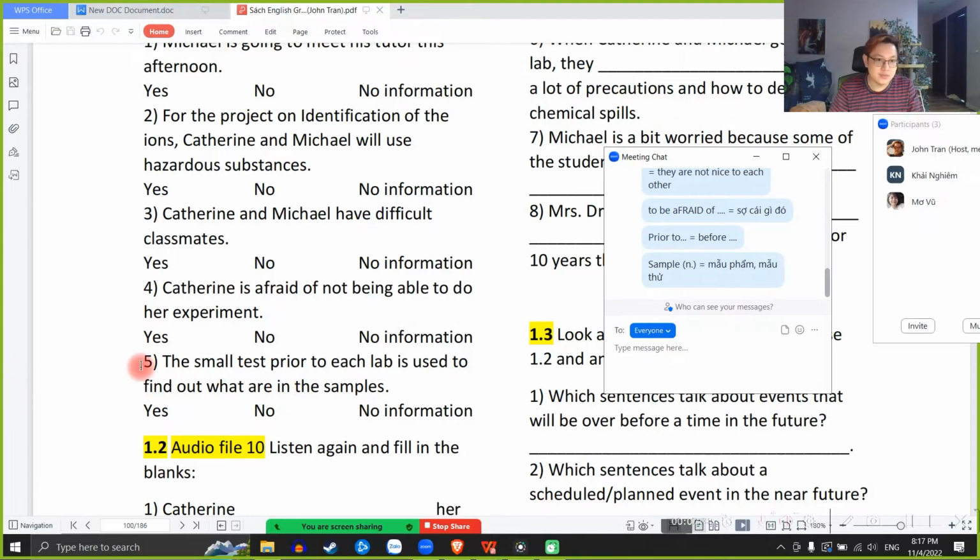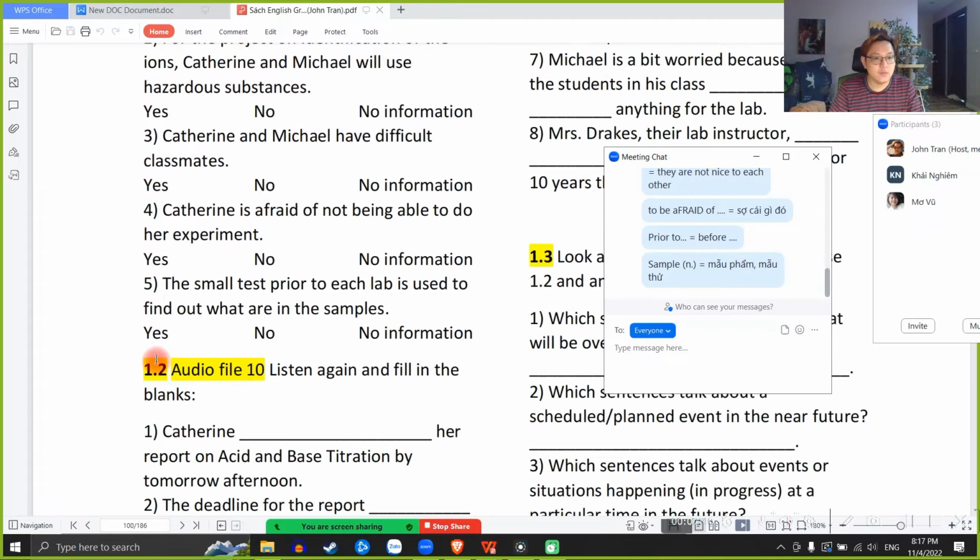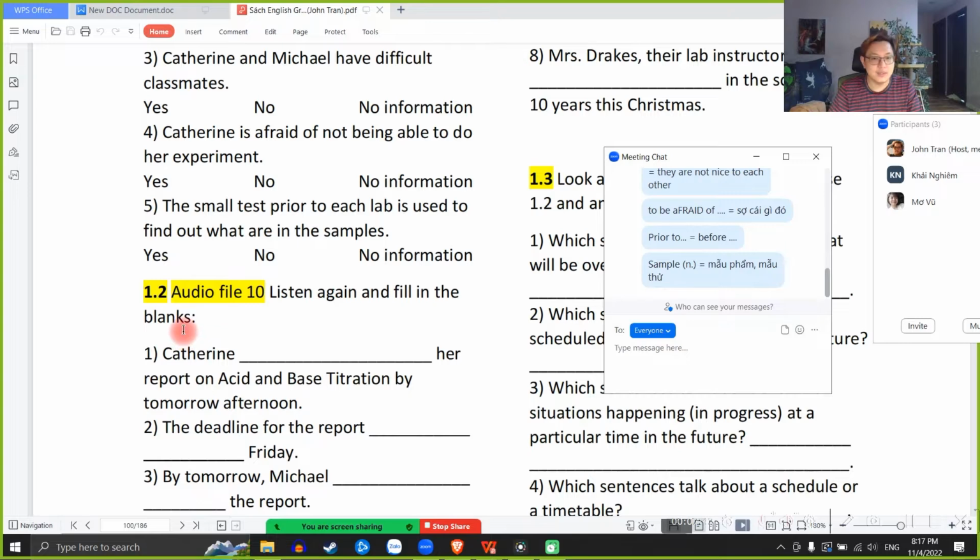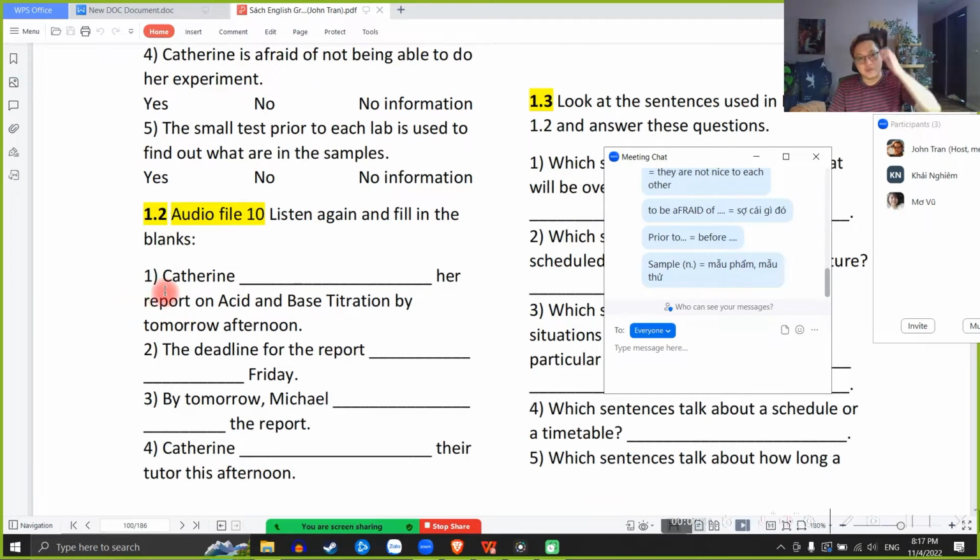And then this is 1.1, right? You have 1.2 that you have to listen again and fill in the blanks. So you have Catherine something her report on acid and base titration.